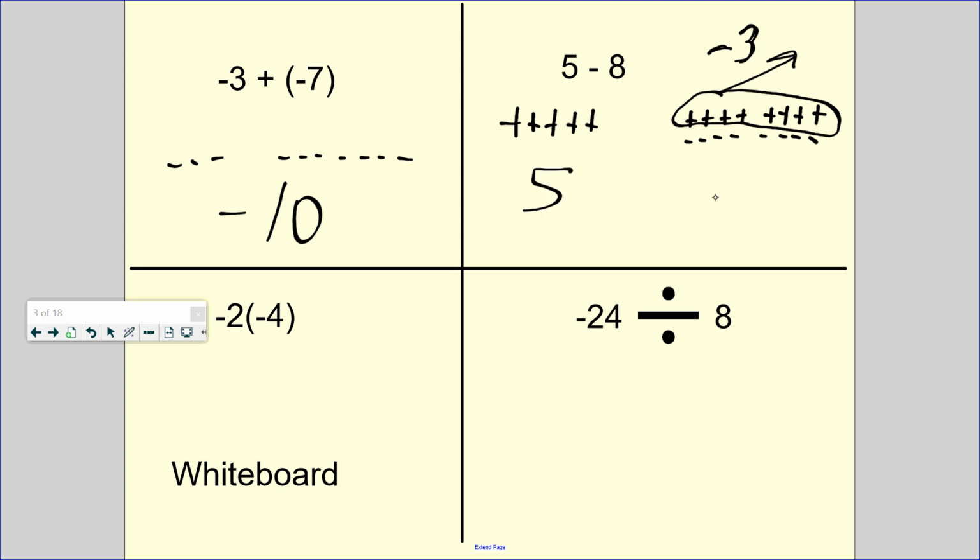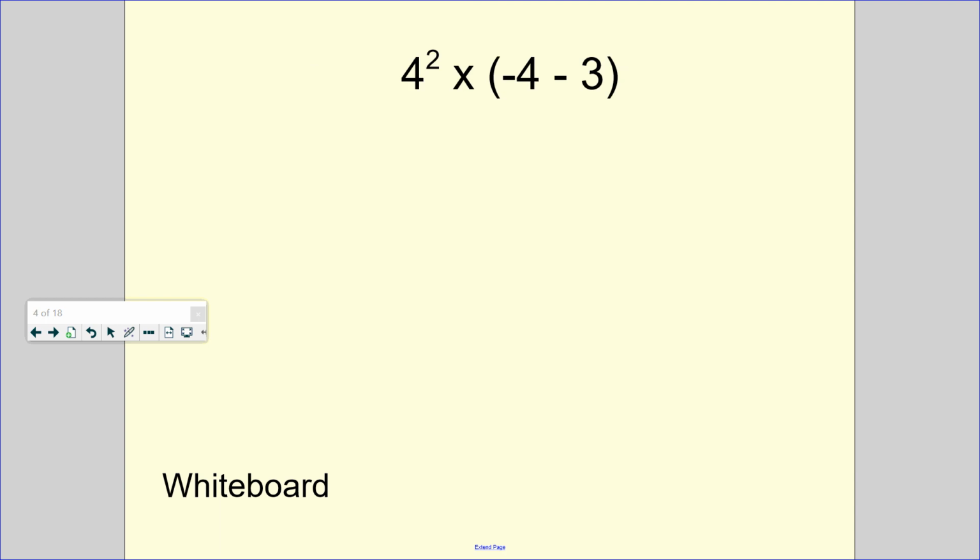So I have 5 and negative 8. Do I have more positive or more negative? More negatives by 3. Another way you can do it is something called add the opposite. You keep the 5. You turn the subtraction to adding. What's the opposite of 8? Negative 8. That's where you get the 5 and negative 8 from.